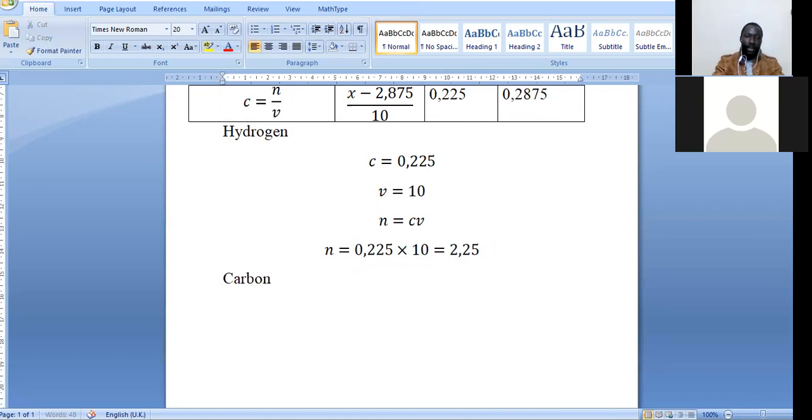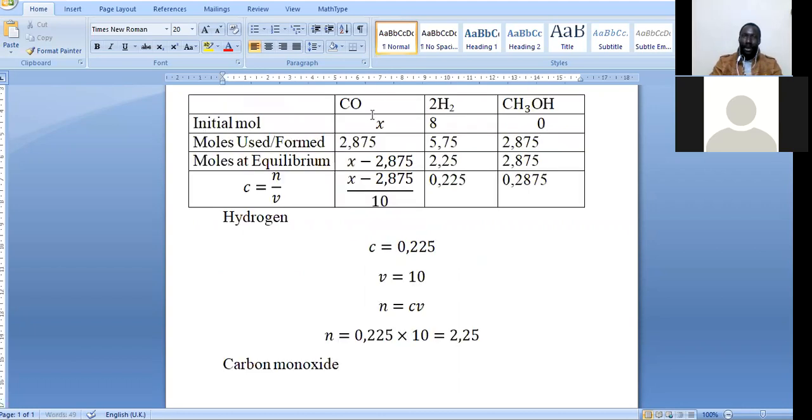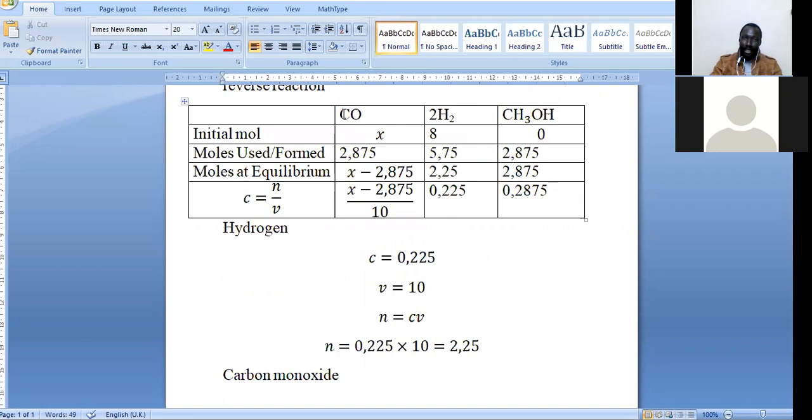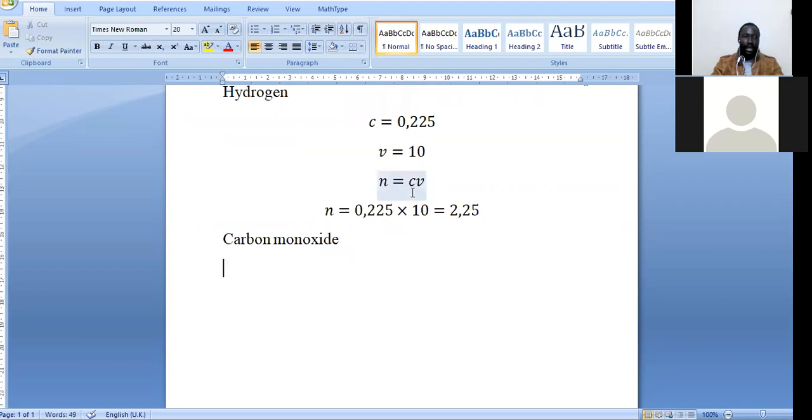Carbon monoxide, like that. So the mole ratio is that for every 1 mole of carbon monoxide, there are 2 moles of hydrogen. You see that? So the ratio is like this.